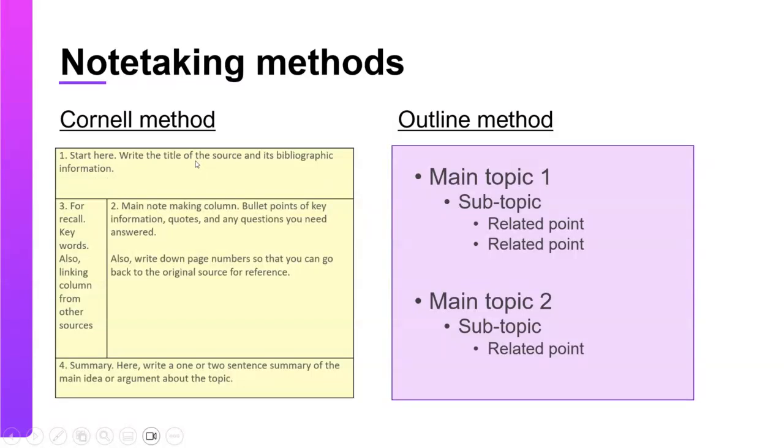At the top, writing all of that source information, and then a short little summary down the bottom helps a lot of people as well. So again, in your own words, just doing a short 2, maybe 3 sentences about the main idea or the argument in that article or book chapter, whatever you're reading.